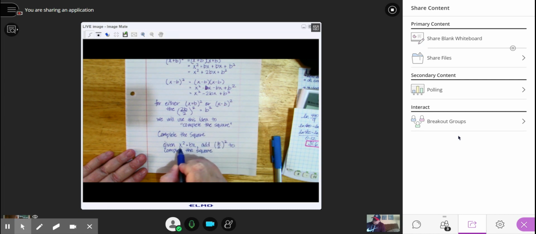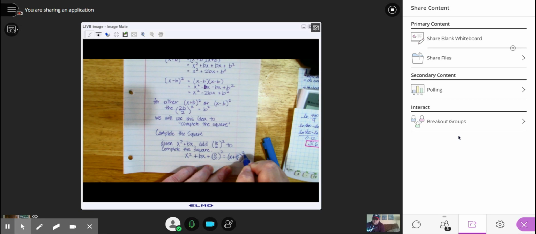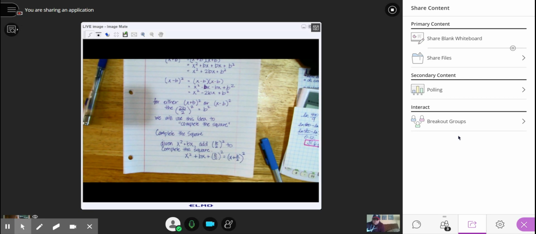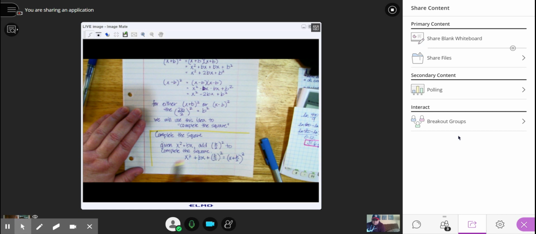So if we're given an x squared plus bx, if we take this coefficient of x and divide it by 2 and square it, we will have completed the square. That is, x squared plus bx plus b over 2 squared is equal to x plus b over 2 squared. I'm not adding an x anywhere.